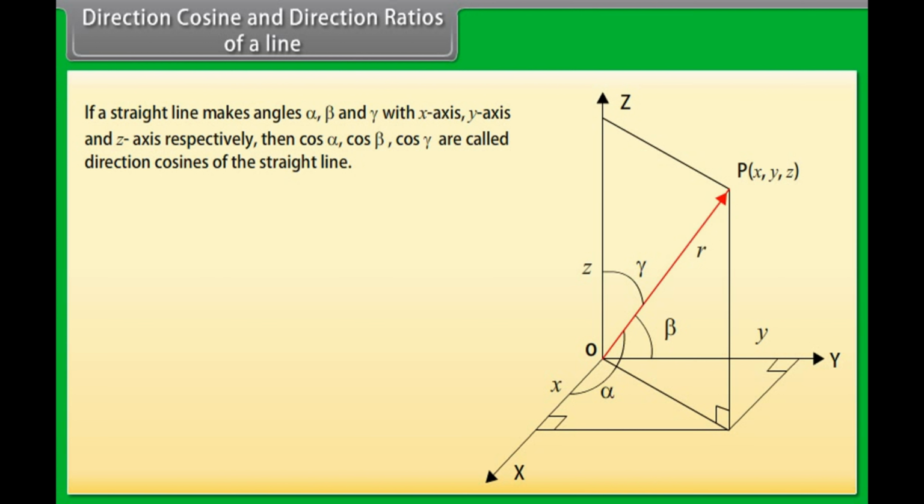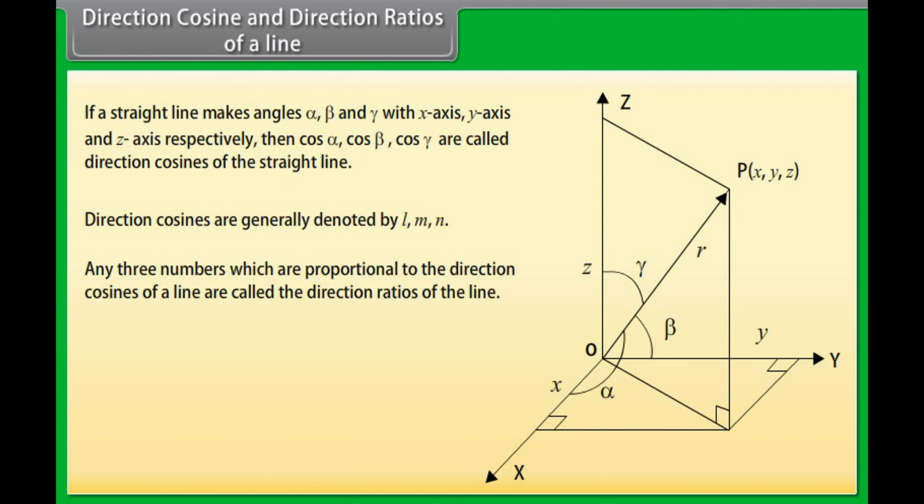If a straight line makes angles alpha, beta and gamma with x-axis, y-axis and z-axis respectively, then cos alpha, cos beta, cos gamma are called direction cosines of the straight line. Direction cosines are generally denoted by L, M, N. Any three numbers which are proportional to the direction cosines of a line are called the direction ratios of the line. If A, B and C are direction ratios of a line, then A equals lambda L, B equals lambda M, C equals lambda N.